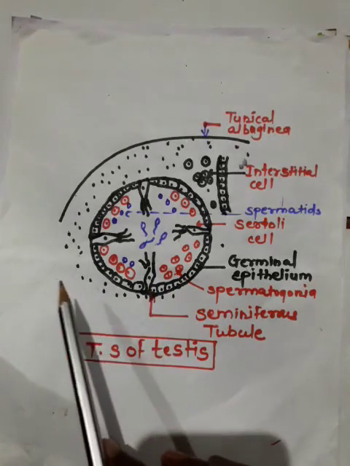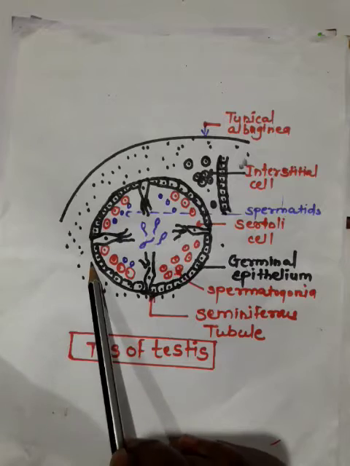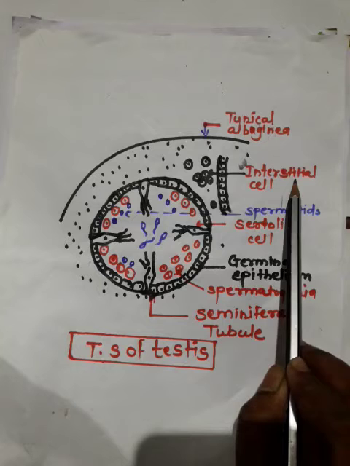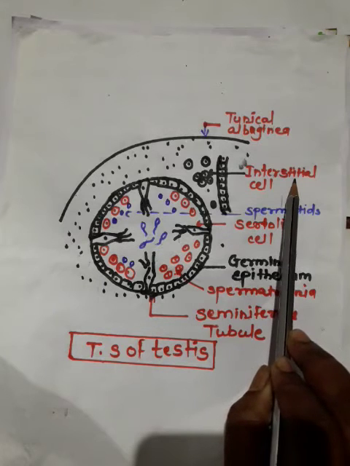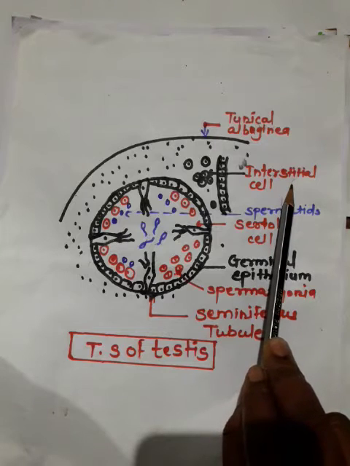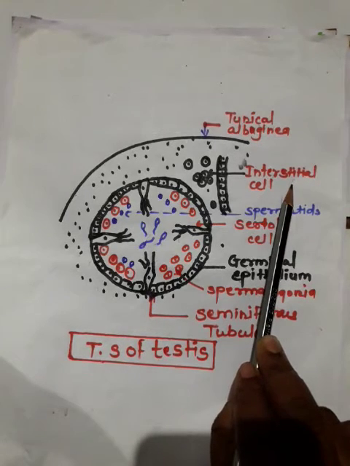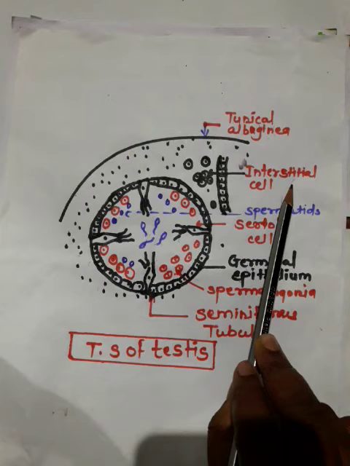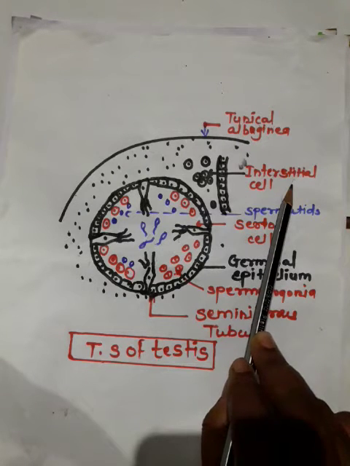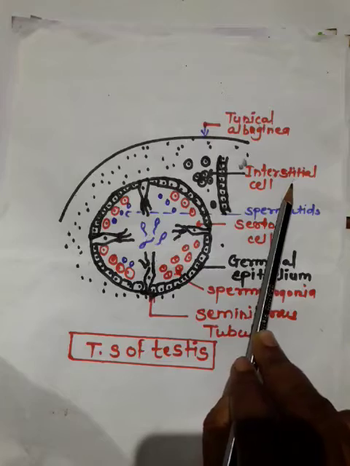Seminiferous tubules are held by connective tissue along with blood capillaries, nerve fibers, and a group of cells which are called interstitial cells or Leydig cells. The presence of these cells in the testes is a characteristic of mammals, which secrete a male sex hormone called testosterone, which controls secondary sexual characters in male.